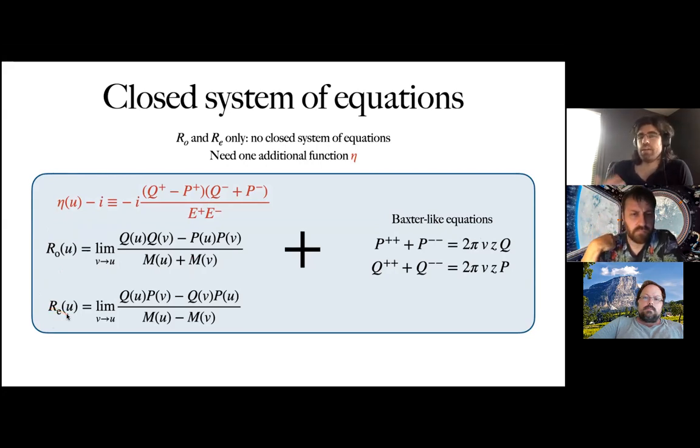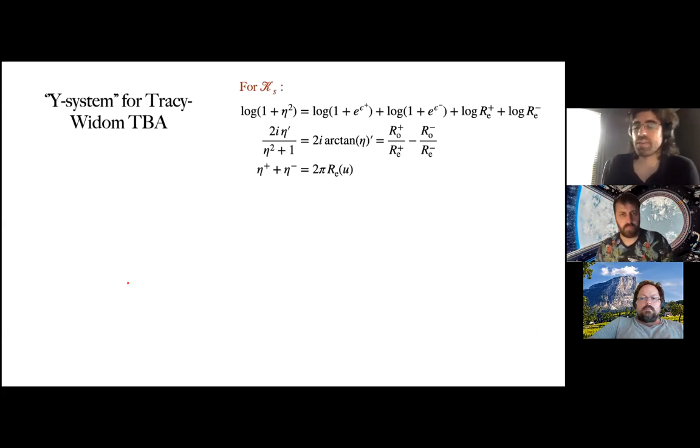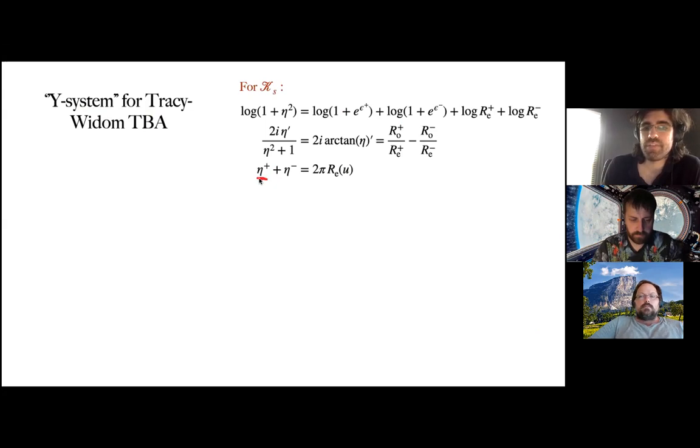That will involve some manipulation to eliminate Q and P from these equations. Let me show you the equations and then tell you that one can verify them using the definitions. The derivation is a little bit technical, in the sense that it requires some creative manipulation of these functions. But at the end of the day, we get some sort of Y system for this Tracy-Widom TBA. I'm not explaining how to get here, but you can convince yourself that using the previous definitions for eta and R_E and the Baxter-like equations, one can show that these relations are true, just using the definitions. So we get some sort of Y system equations that have this weird looking shape, but that's what it is. And now we need to invert this type of equation.